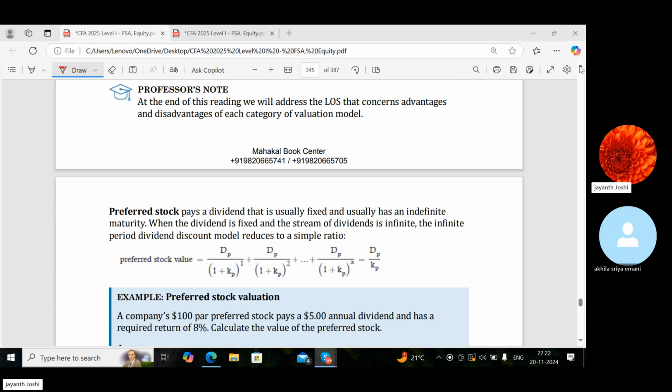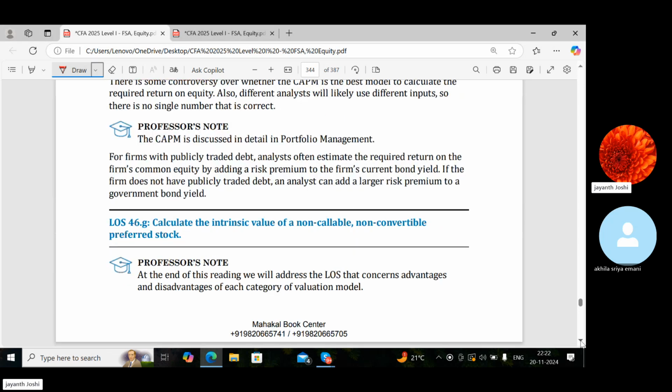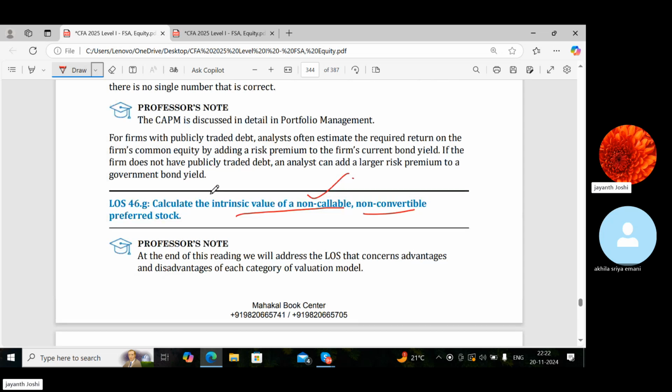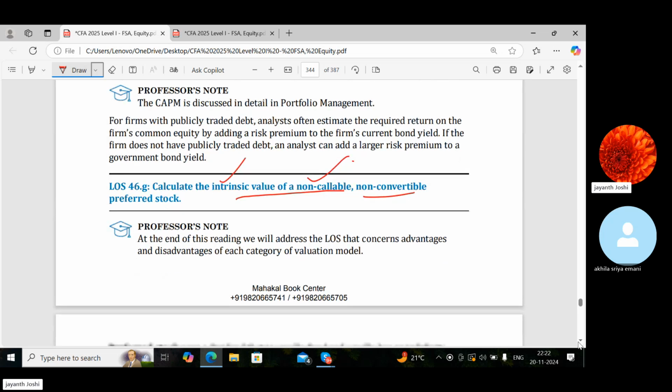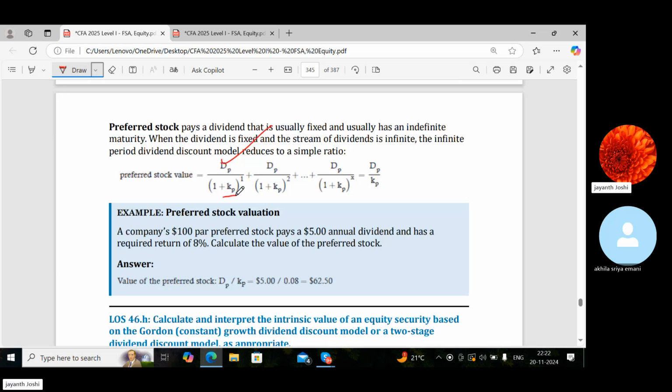Now we are going to the preferred stock. It is also the same concept. We are finding the cost of preferred stock. Intrinsic value of a non-callable, that means the company cannot buy it back at an agreed price, and non-convertible, which cannot be converted into equity. Intrinsic value is the estimated value of a stock based on your estimate of the dividends and the cost of preferred stock, the return the investor wants, which is used as a discount factor. You take the dividend and discount it with the cost of preferred stock, and you get the stock value. So the dividend is $5 and Kp is 8%, so it is 62.50. We'll move forward.